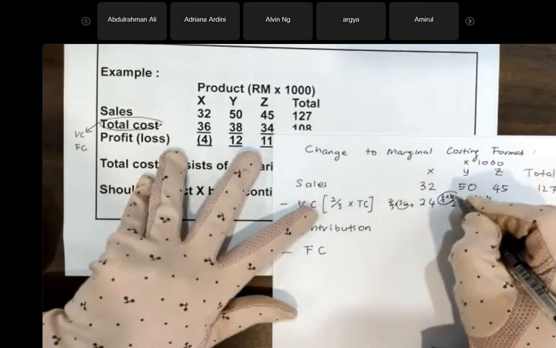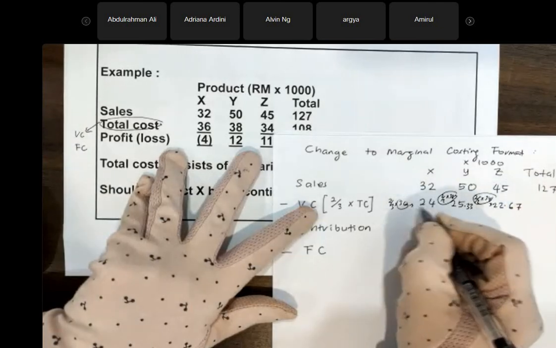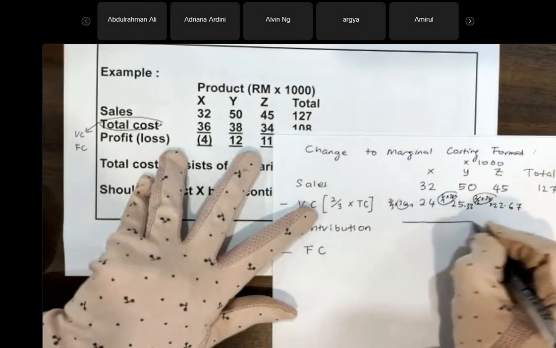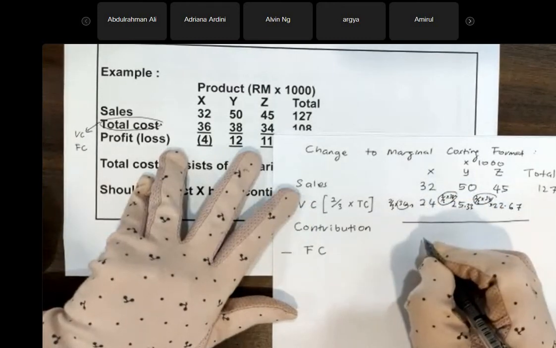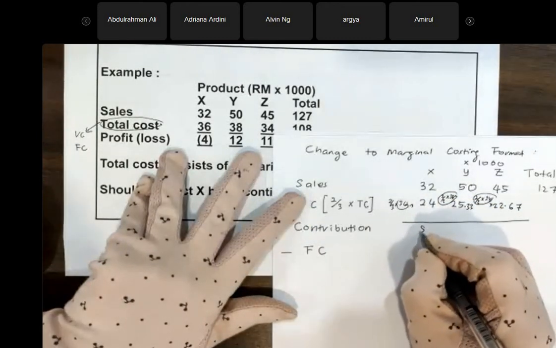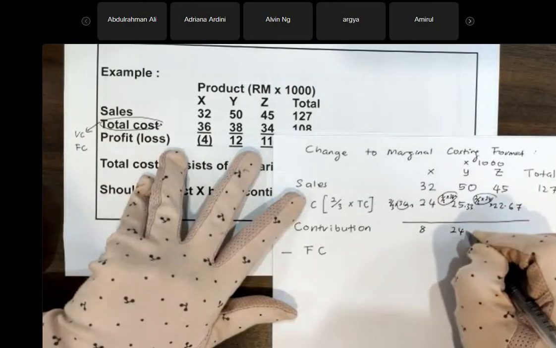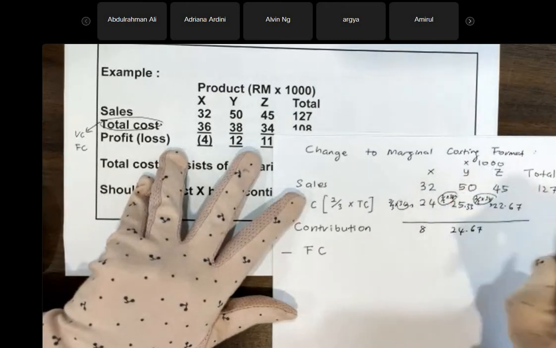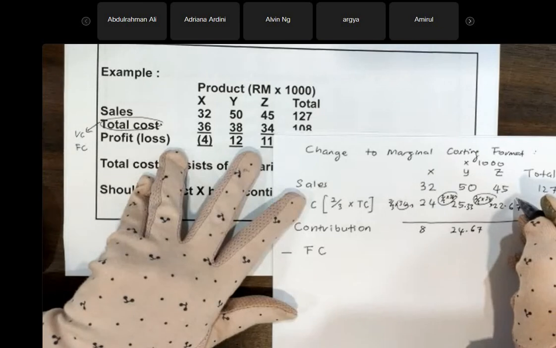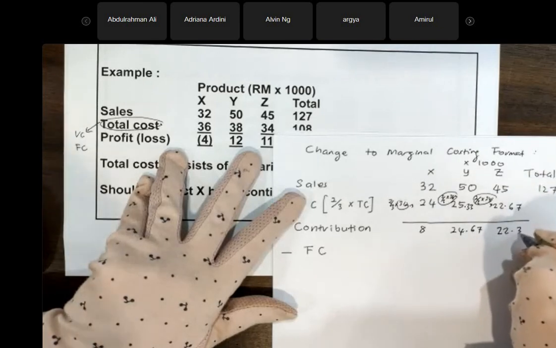Okay, so you get the contribution, minus, and you get 8. This one minus, you get 24.67. And here the number is 22.33.